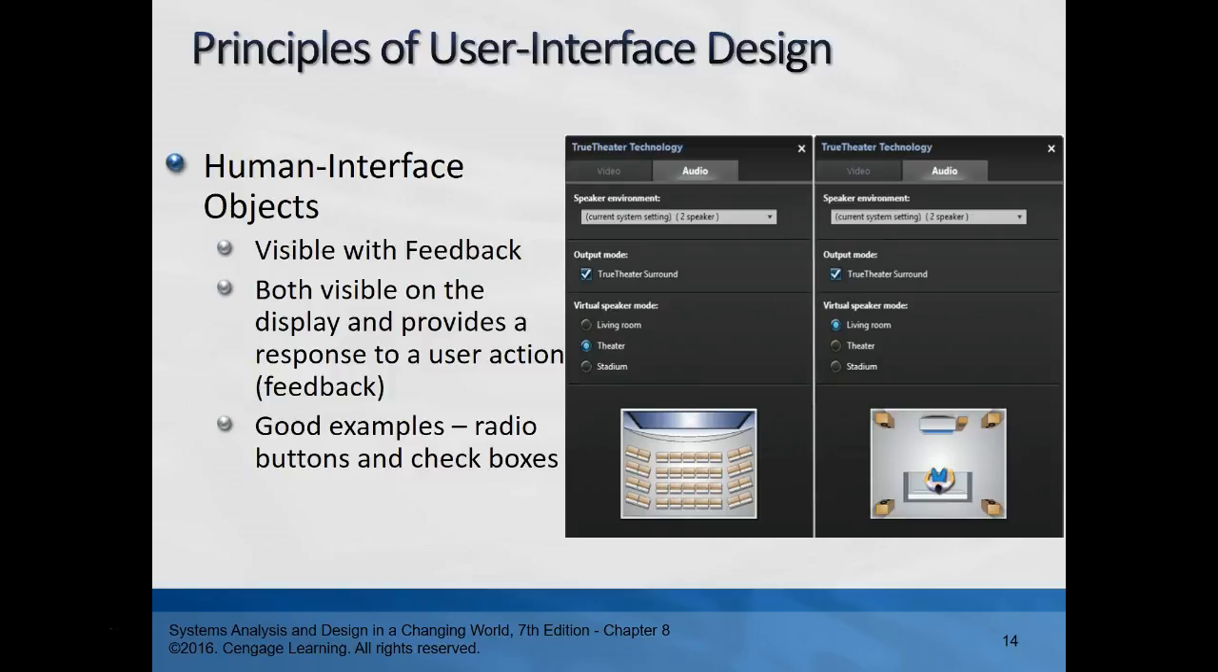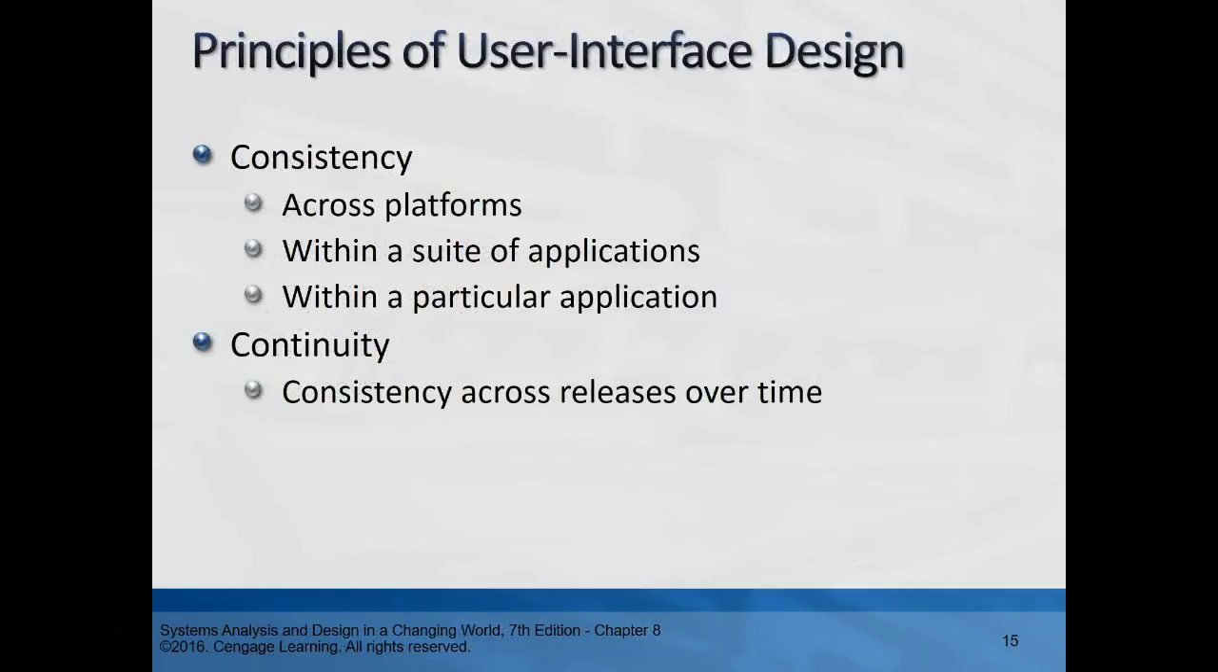So other examples of that are these checkboxes. We can see that the checkbox is marked for true theater surround. Or we can see that a radio button is selected for living room in a virtual speaker mode. And so they give us that feedback that this is the option that's selected already, and we know what's up there. Or those pull-down menus, we can actually see this is what's selected. And those are really common.